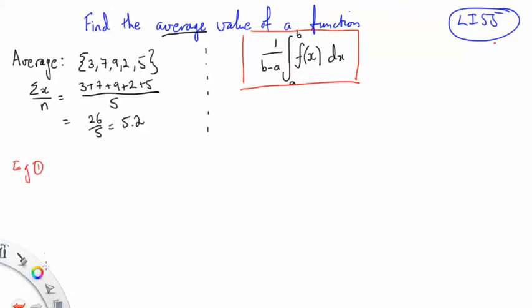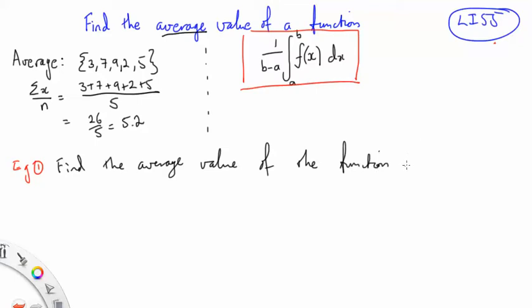So an example might look like this. Find the average value of the function f of x equals 2 sine x across the interval, and we might have negative pi on 2 to pi.